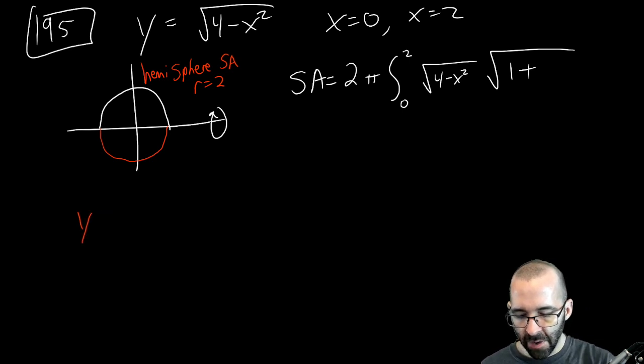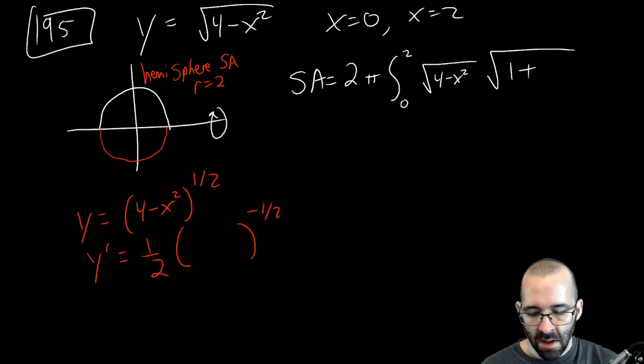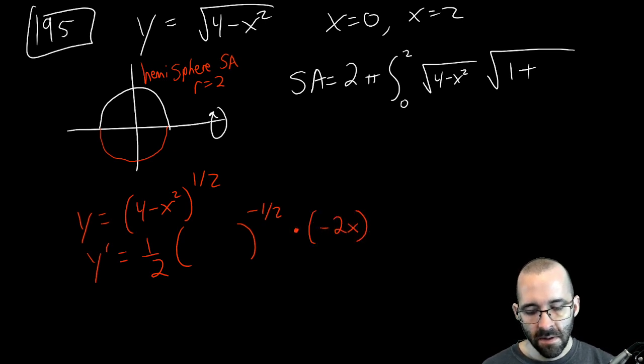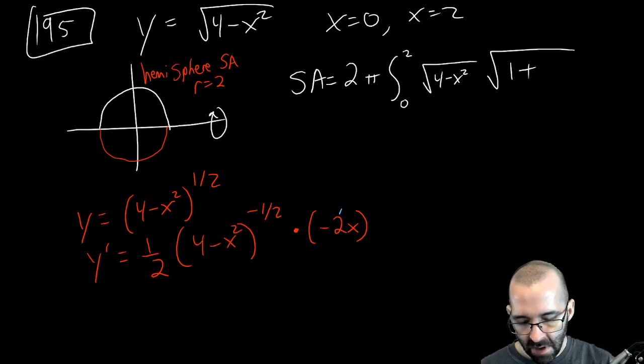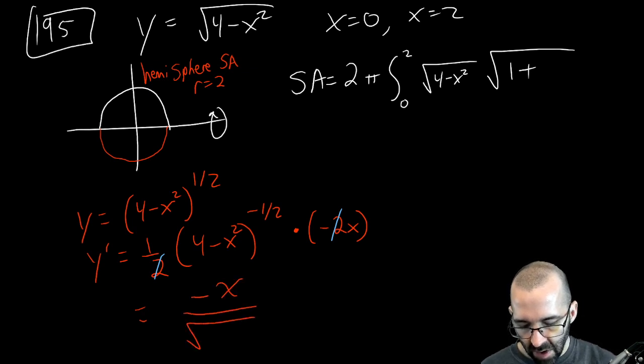So let's rewrite y real quick. It's 4 minus x squared to the 1/2. So we can use the power rule with the chain rule. Bring down the exponent, leave the inside alone, subtract an exponent. Multiply by the derivative of the inside. And again, leave that inside alone, and this is what we get. The 2 cancels with the 1/2. And we're left with negative x on top, and the bottom is the square root of 4 minus x squared. I believe that's what we have here.